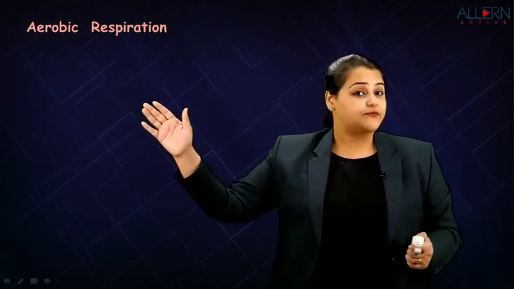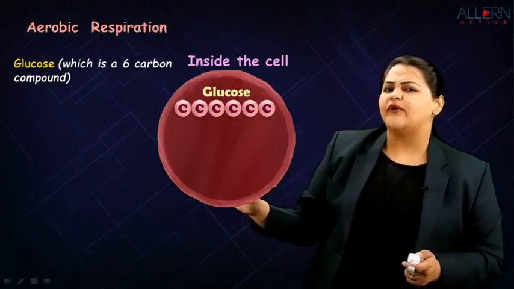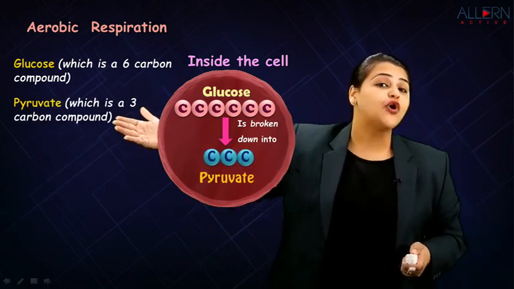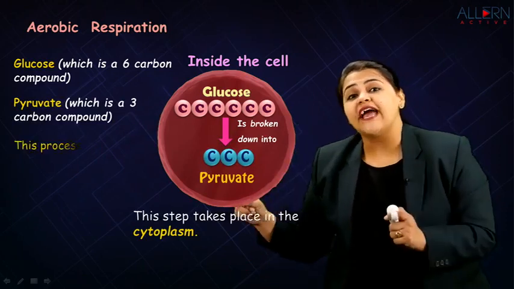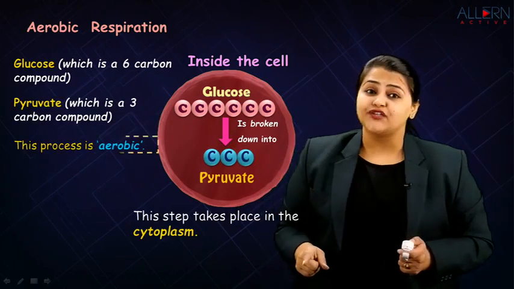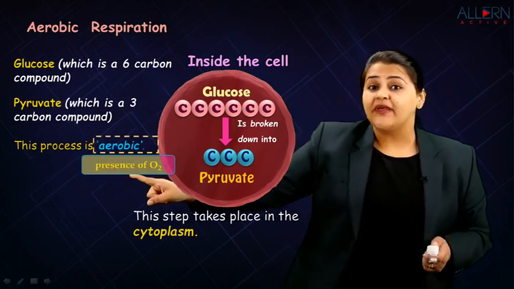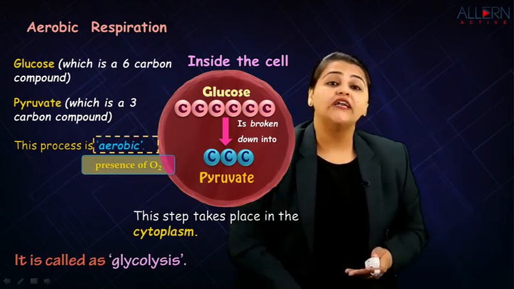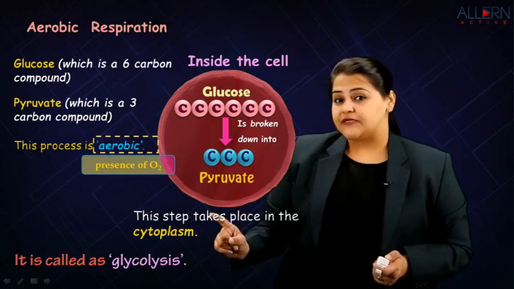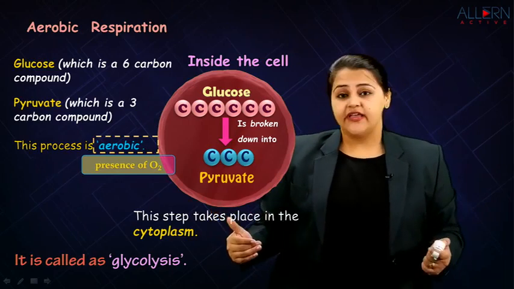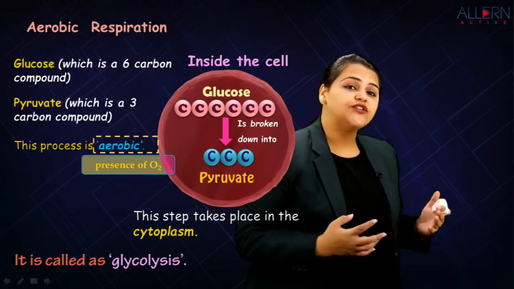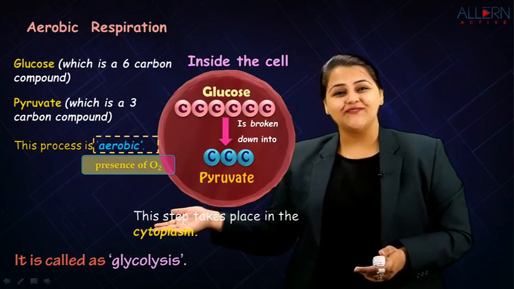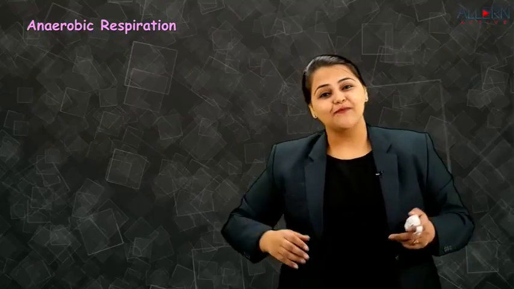Let's see what aerobic respiration is. So we saw inside the cell we have 6 carbon glucose molecule breaking down into 3 carbon pyruvic acid, also called pyruvate, in the cytoplasm and in the presence of oxygen, and therefore the process becomes aerobic. And this aerobic process, which is in the presence of oxygen, is called glycolysis. This process is going to fetch us a lot of energy. Of course, when it further goes into the Krebs cycle first and then the electron transfer chain, it is going to give us high amounts of energy.